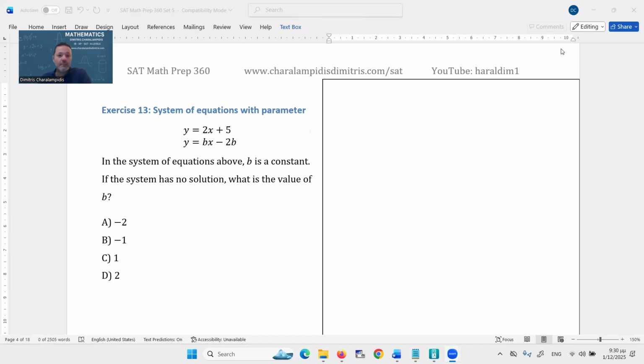Exercise 13. In the system of equations above, b is a constant. If the system has no solution, what is the value of b?